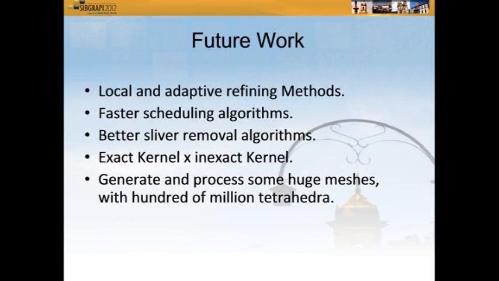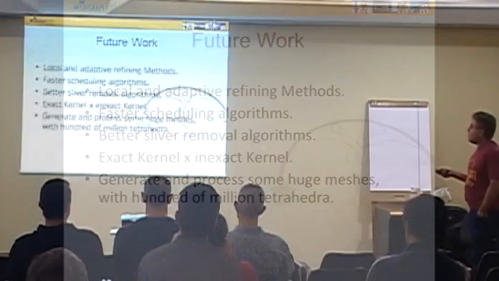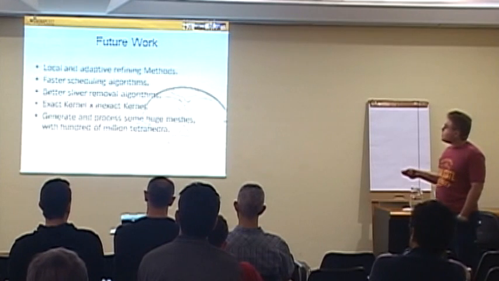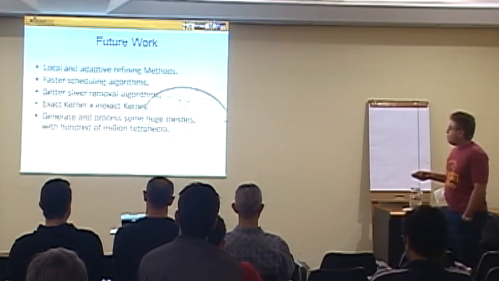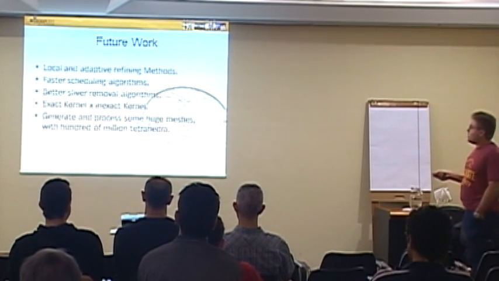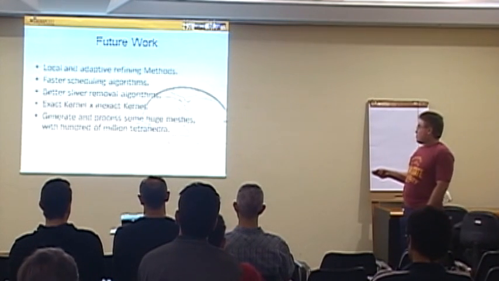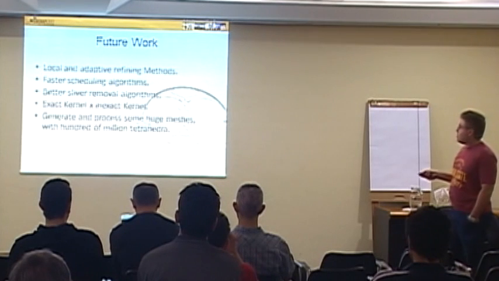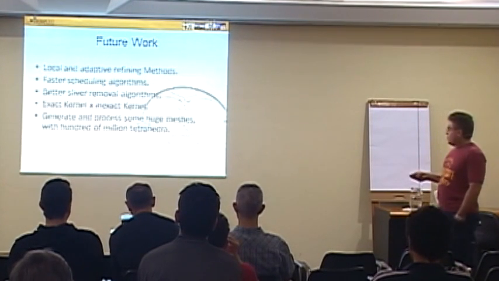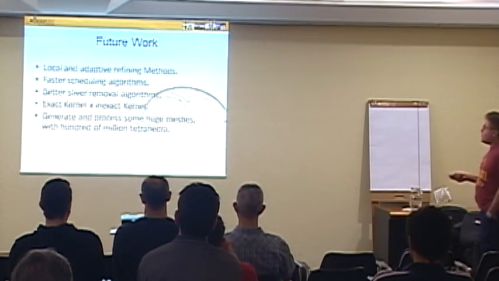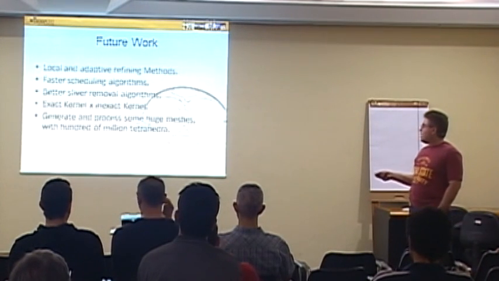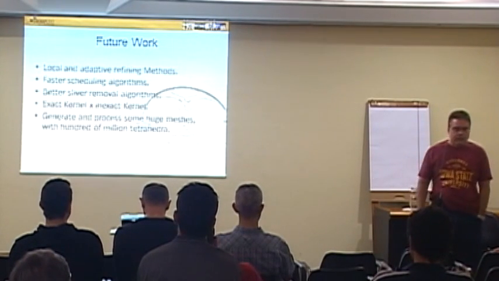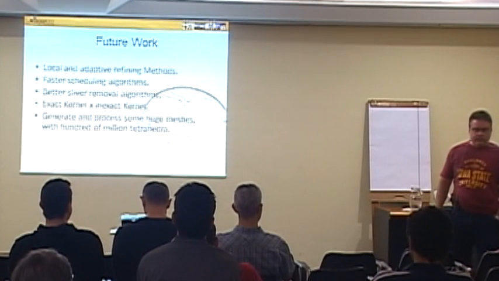And we intend to proceed with this work, mainly looking for local and adaptive refining methods, faster scheduling algorithms, better sliver removal algorithms, trying to use exact or inexact kernels in CGAL, and we are willing to be able to process some huge meshes with hundreds of millions of tetrahedra. That's our next goal. Thank you.